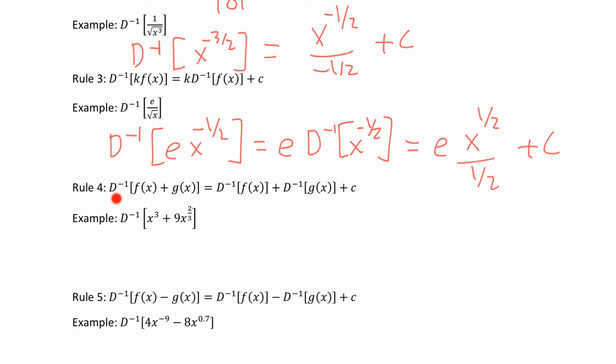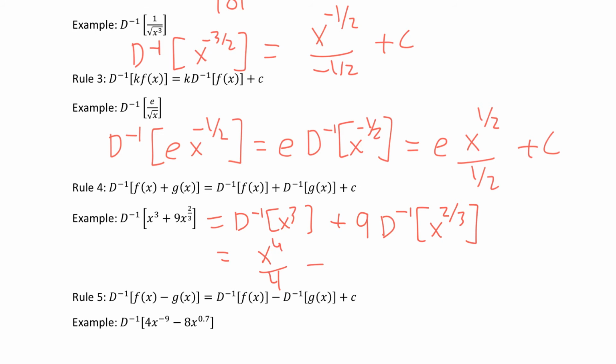The next rule says that if we take the antiderivative of two functions added together, we can just consider their antiderivatives separately. Or the antiderivative of a sum is the sum of the antiderivatives. So here we have to consider an antiderivative. Well, if we just look at the antiderivative of x to the 3, and we can also factor out the 9 here, and just look at the antiderivative of x to the 2/3. That will be equal to, we add 1 to the power, x to the 4 over 4, plus 9 x to the 5 over 3, over 5 over 3, plus c.